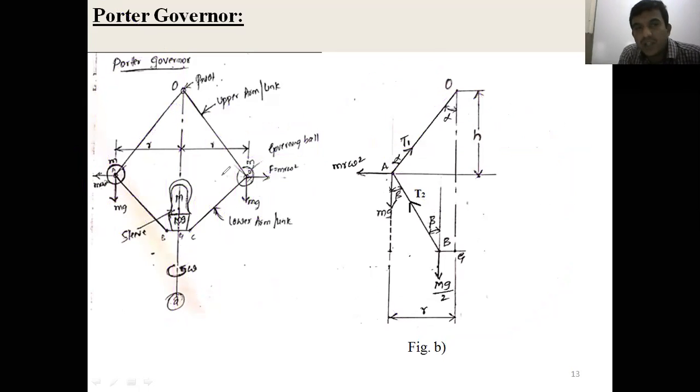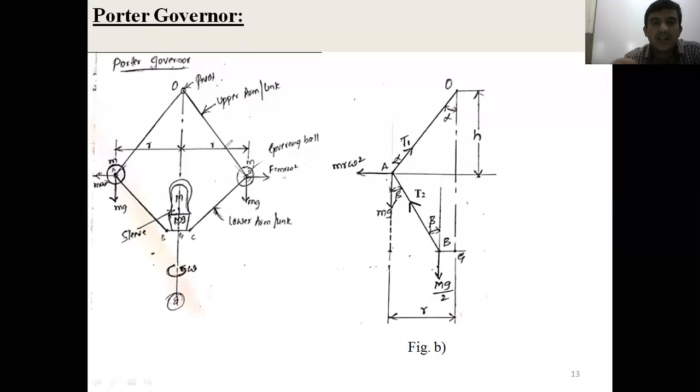Any doubt regarding this theory part? Porter governor, how do you introduce it? It is a gravity controlled, centrifugal type, energy controlled type governor. This is the introduction. Now construction, what does it consist of? It consists of 4 binary links or 4 arms, 2 upper arms and 2 lower arms, and also 1 sleeve, a governor shaft and 2 governor balls.